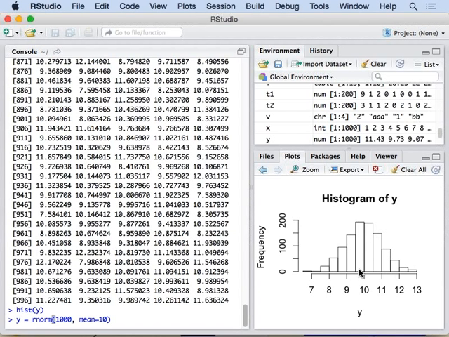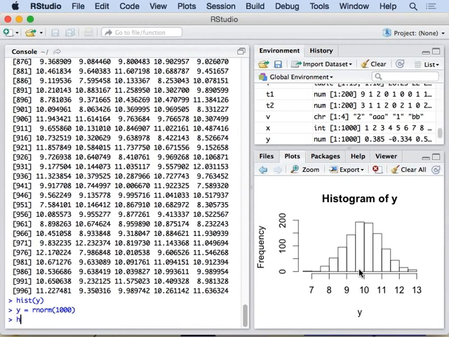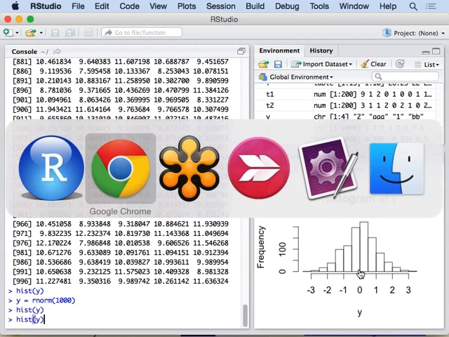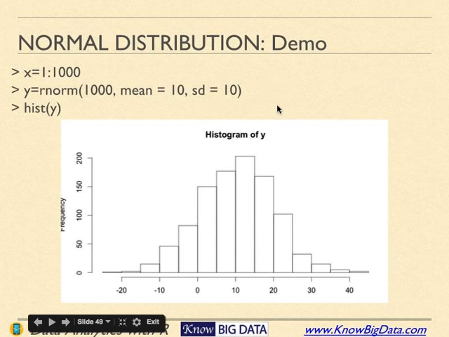Yes, the mean it assumes to be 0, and the standard deviation it assumes to be 1. If you see the graph, this looks like 68% probability. All right, so these are the ways to compute distribution.